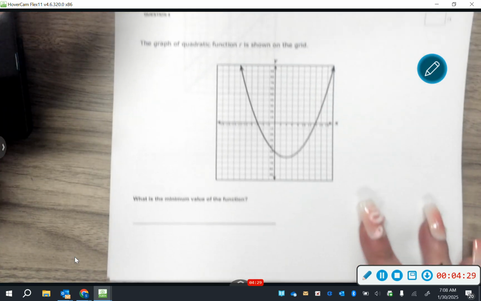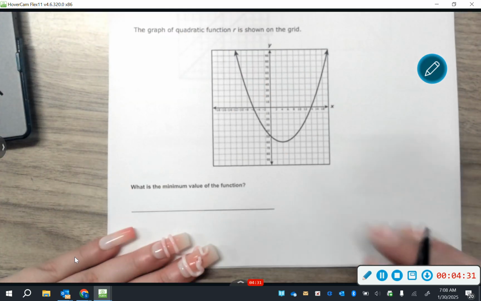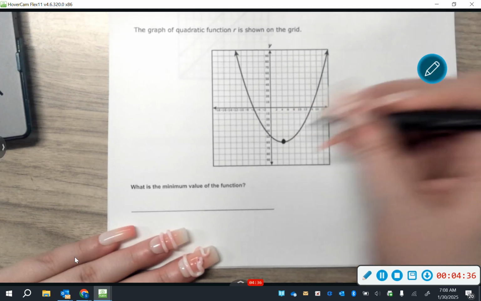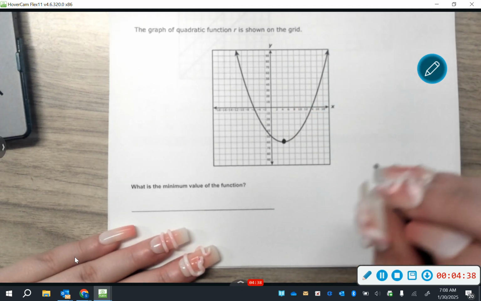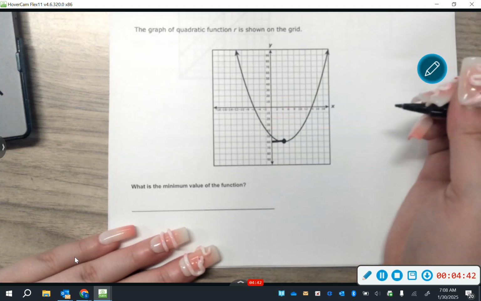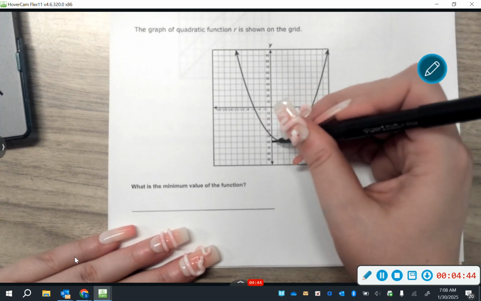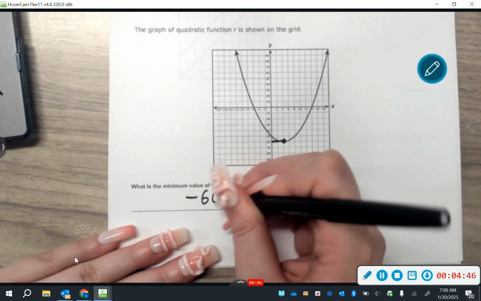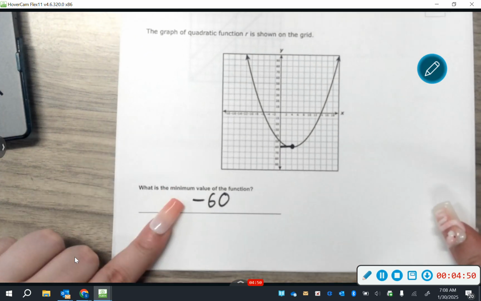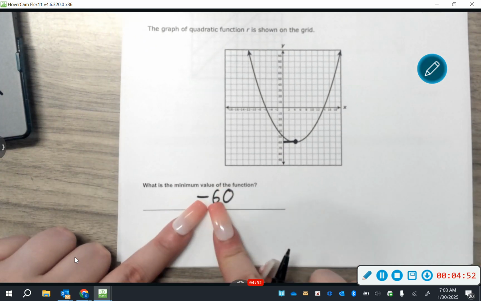It says, what is the minimum value? Once again, remember minimum is my lowest point. Remember, it does not want the point though. If it's asking you for a minimum value, it wants to know what your lowest y is. Well, my lowest y, the furthest down we can go, is just negative 60. So it's not asking for your minimum point, it wants your minimum value.